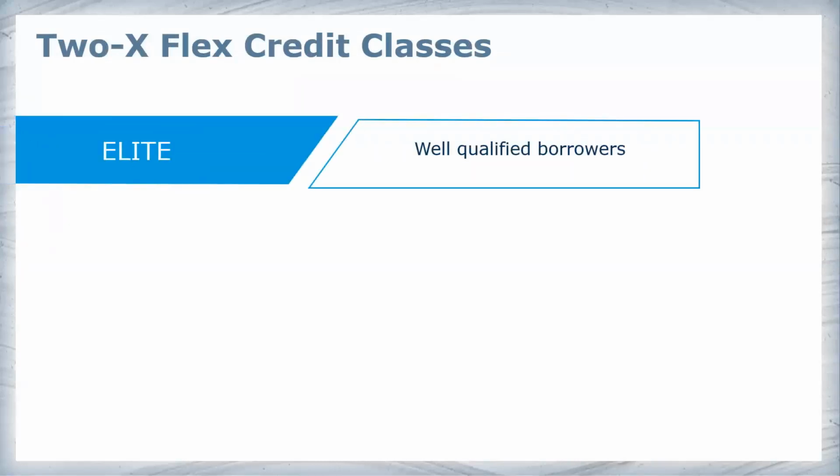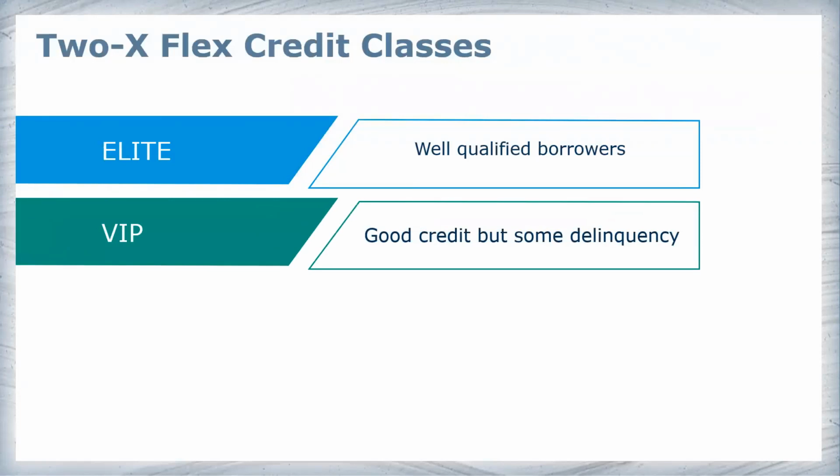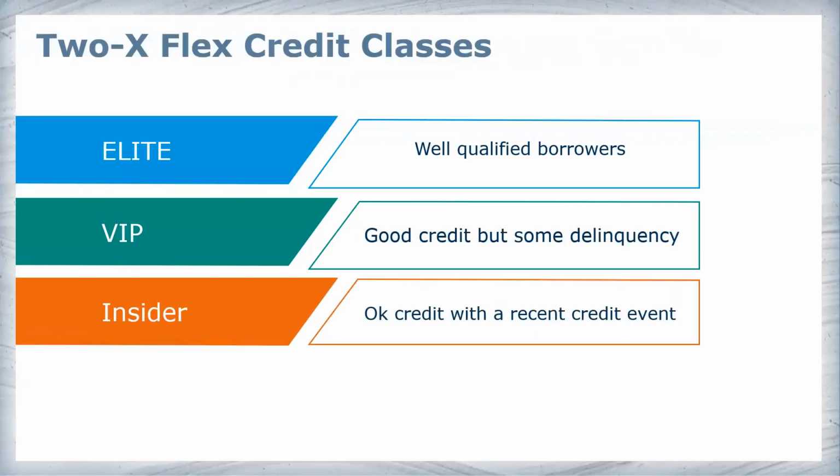So, under the 2X Flex, there are 3 different credit classes. And so this is important to remember, especially as we're going through the income qualification. There is an elite class, which is your well-qualified borrowers. There is a VIP class, which are borrowers who have good credit but perhaps some delinquencies. And then there is the insider credit class. And this is for those who have okay credit with maybe a recent credit event.